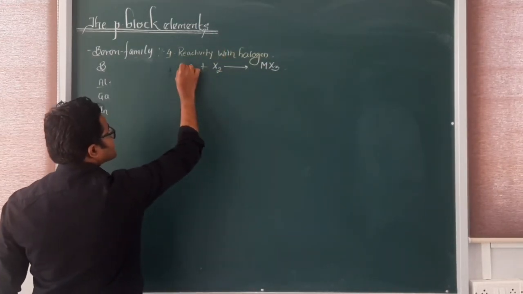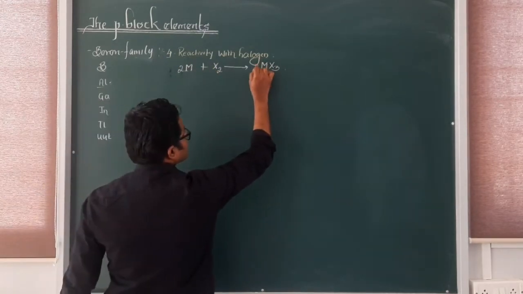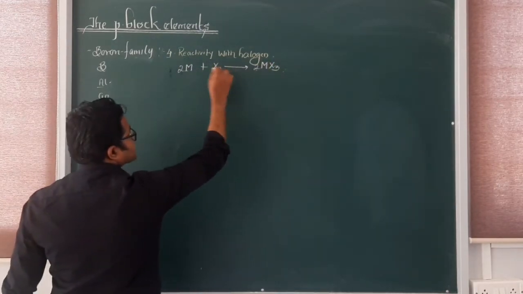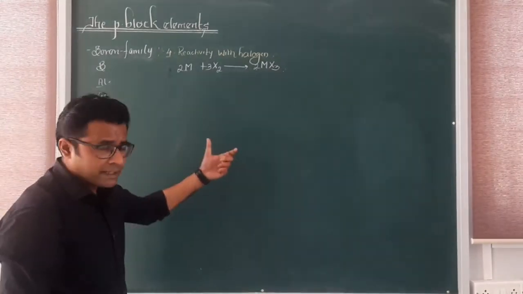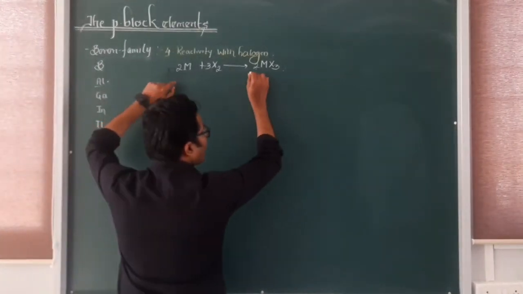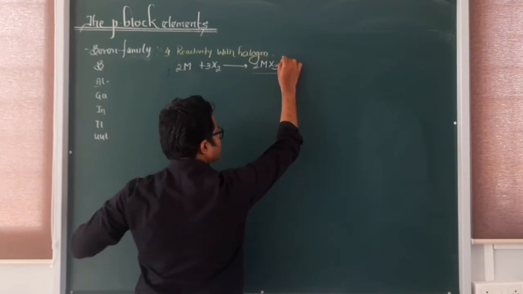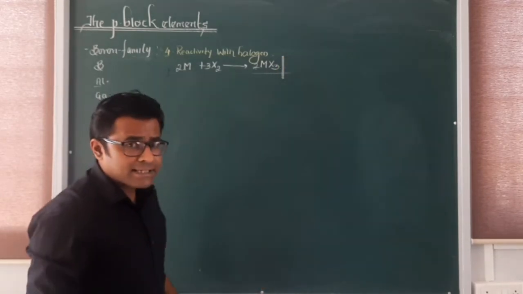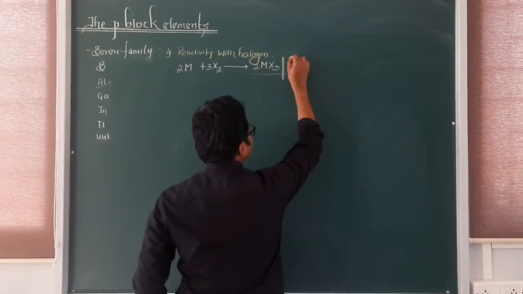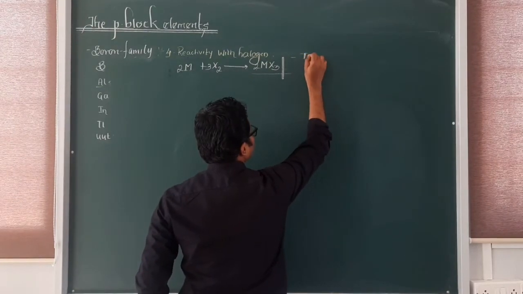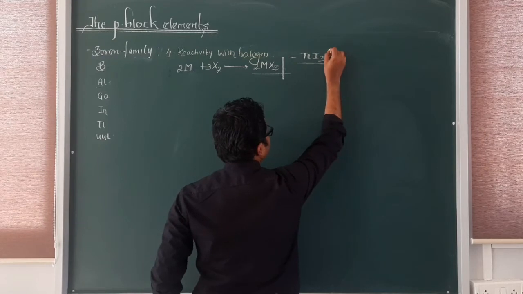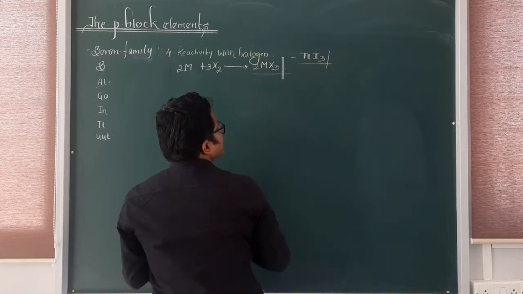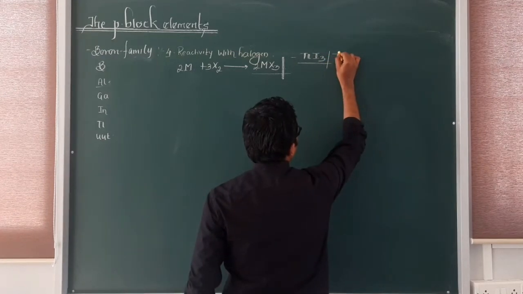In order to balance it, let's take 2 over here. So 2 into 3 is 6, therefore let's take 3 over here. So it is perfectly balanced. Now these types of halides are formed, but with an exception. The exception is thallium iodide. This particular compound is not formed.